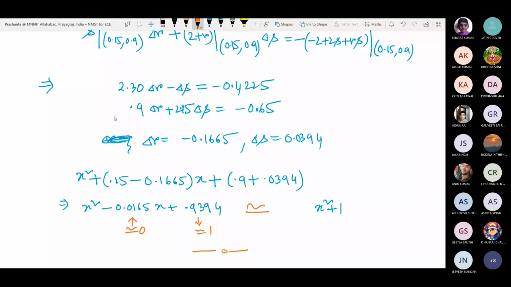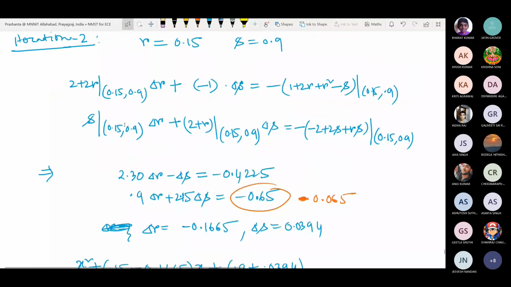So any question, anybody? Here in the second equation, let's see. In the second equation, the value, you are saying this value will be minus 0.065. A positive value will be there. It should be positive. Okay, so check the calculation.